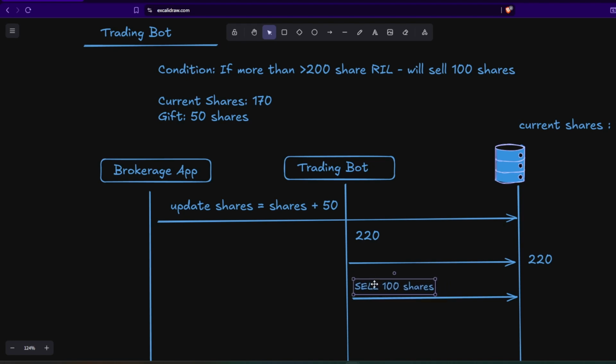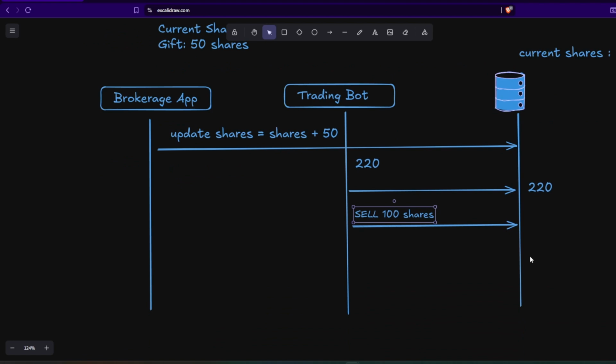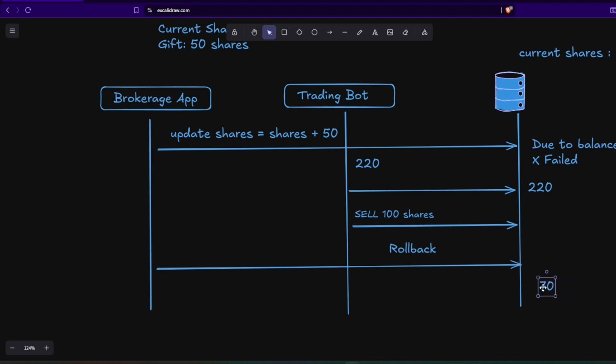Now that we sold 100 shares, this transaction, due to insufficient balance, fails. Once it fails, it gets rolled back. Because you have already sold 100 shares, you end up with only 70 shares. Once the rollback happens in the database from the brokerage app, your leftover is 70.